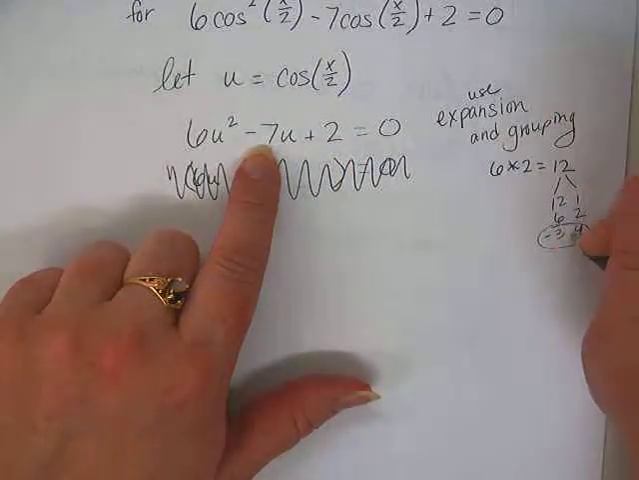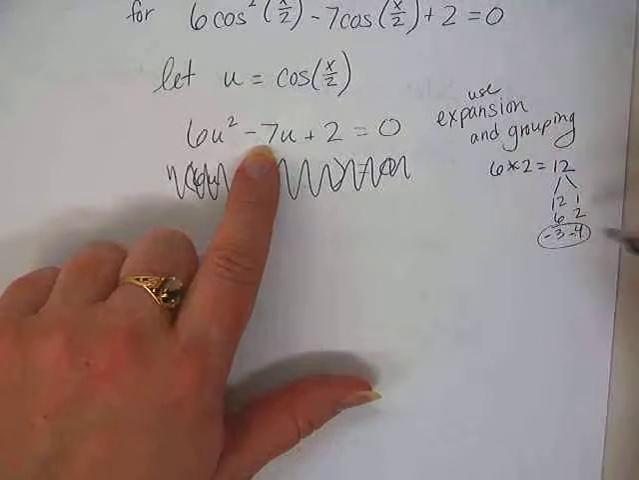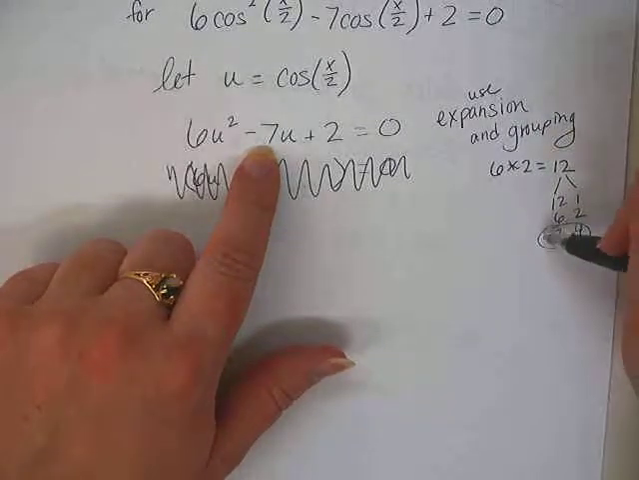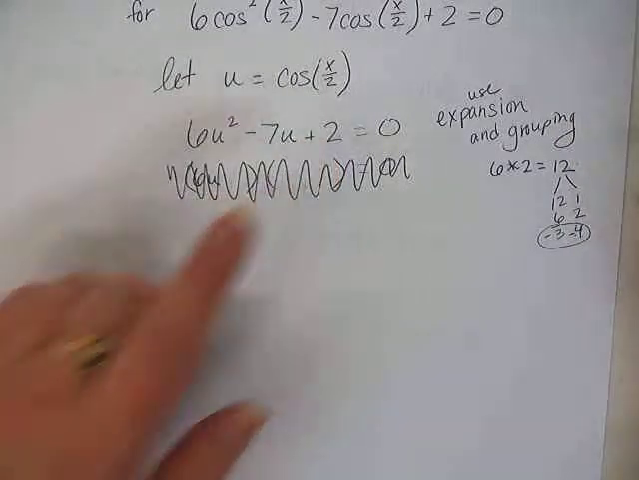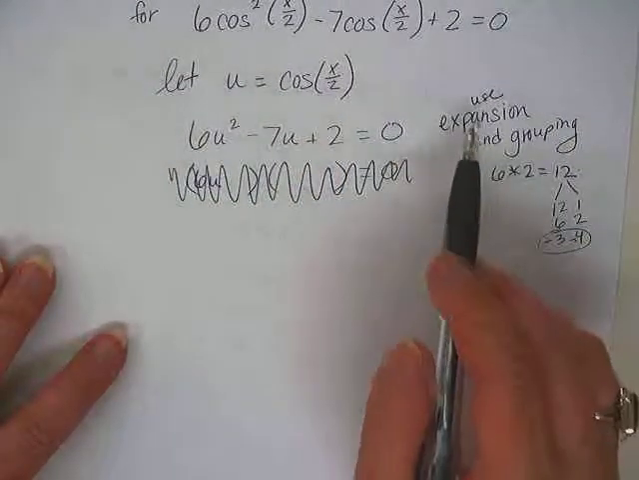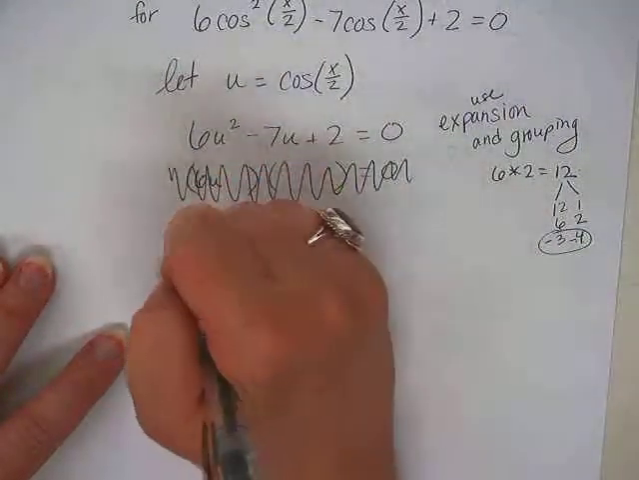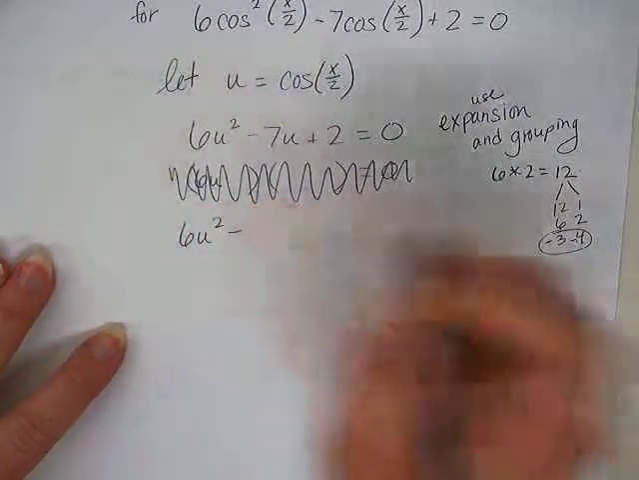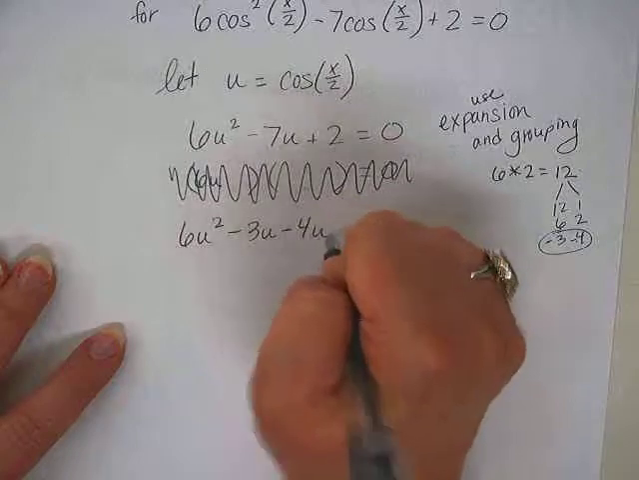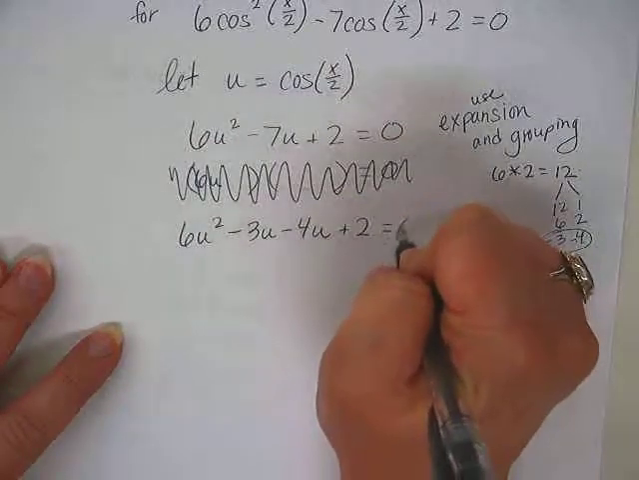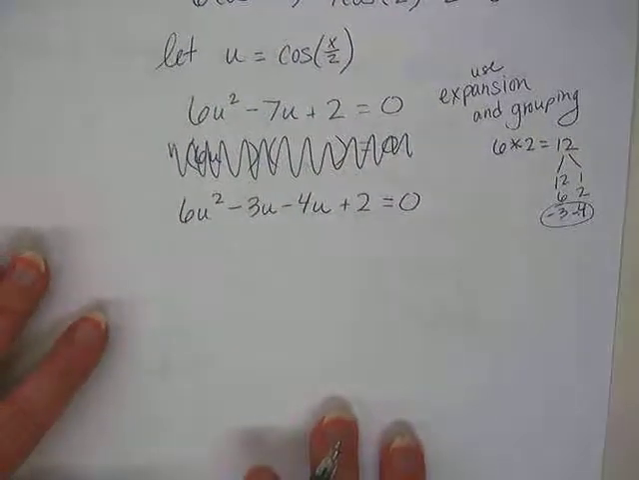Okay. We want a positive 12 here, but we need a negative there. So if we do two negatives, negative 3 plus negative 4 is negative 7. But negative 3 times negative 4 is positive 12. So that works. Okay, so then we expand it. We expand it by taking the 7 and rewriting it as negative 3u and negative 4u.